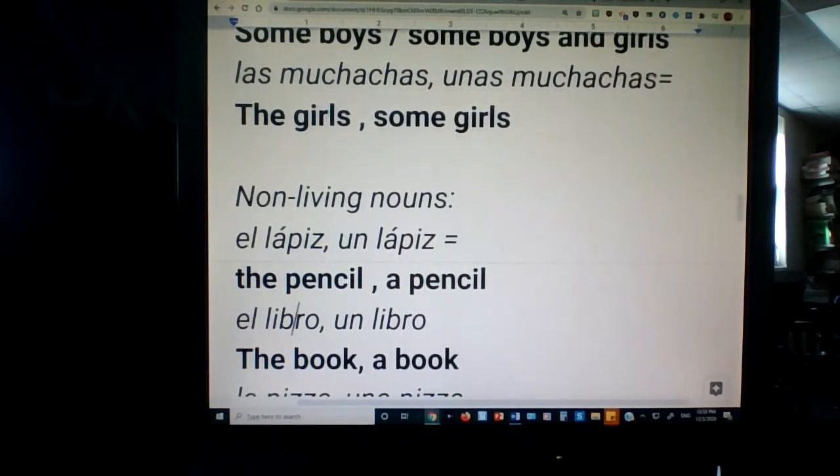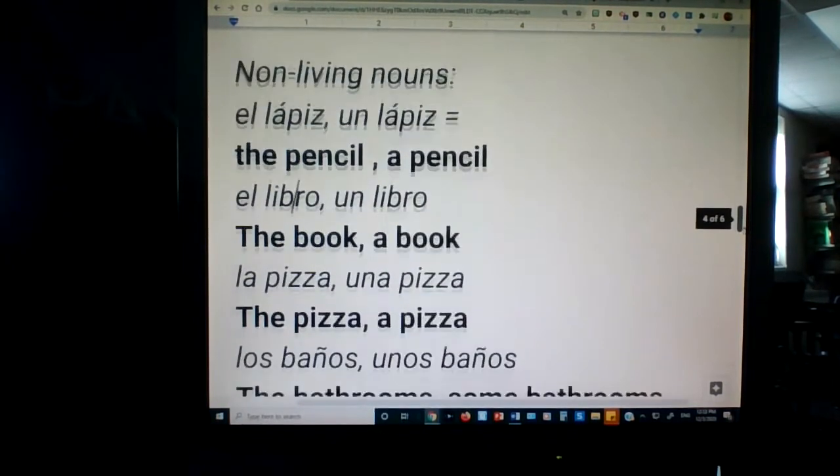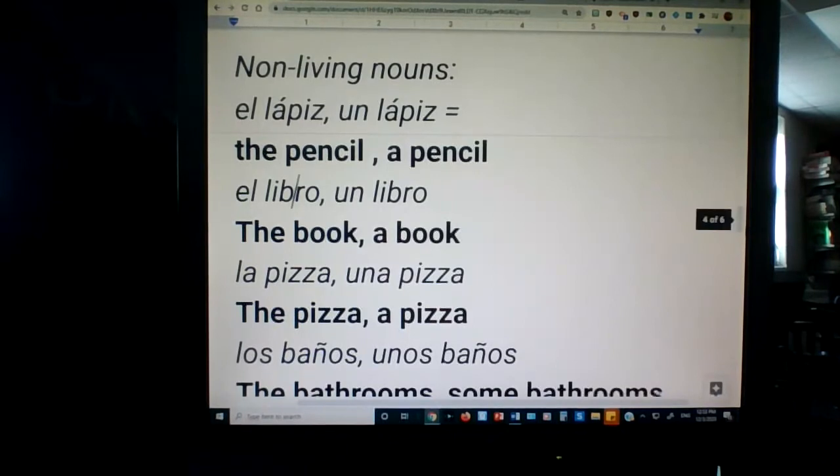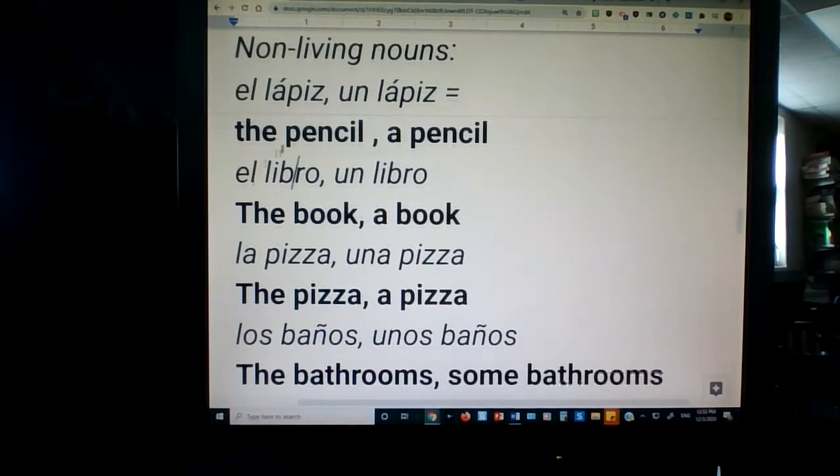All right, libro. Lily, what is a libro? What if I said el libro? And if I said un libro? Correct. Libro, Lily. Muy bien. Okay, so there's the other things right there. And this one's kind of established. O is masculine. El libro, book, is masculine.